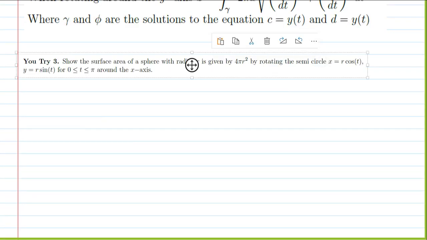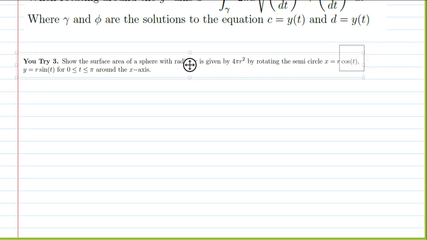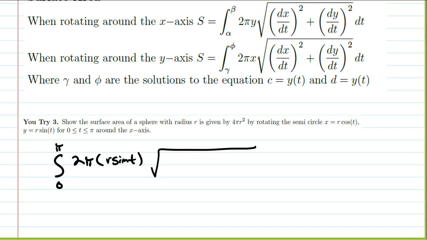So we want to show that the surface area of a sphere is 4 pi r squared by rotating the semicircle x equals r cosine t and y equals r sine t for 0 less than t less than pi around the x-axis. All right, so we want to use this. So we're going to have our integral from 0 to pi of 2 pi y, and our y is r sine t, times the square root of dx dt squared.